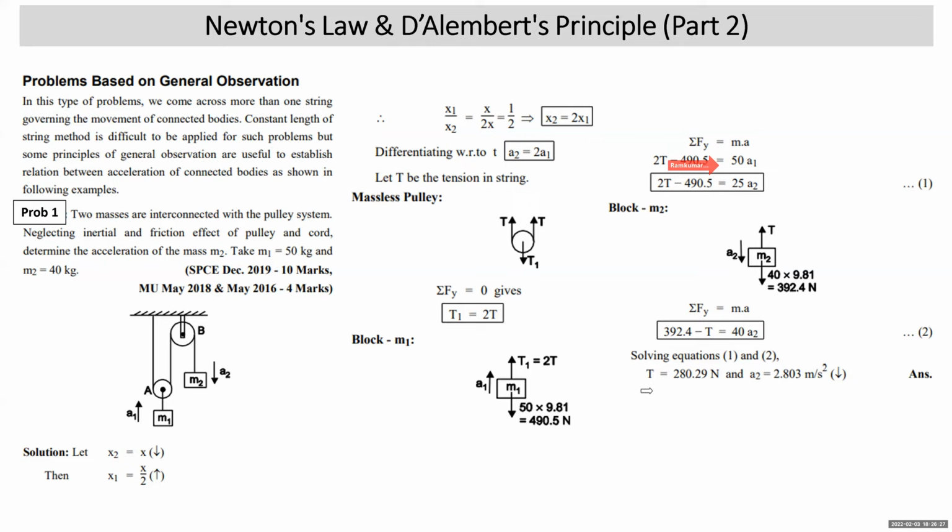Basically, T is not asked, he is asking A2, because he is asking the acceleration of mass M. So the final unknown is A2. A2 is 2.803 meter per second squared. So here, we have not used any mathematical technique. We have got the relation between the accelerations of the connected bodies using some general observation. You'll see that in the next 3-4 problems, we'll be using this kind of principle only. Let's move to the next one.